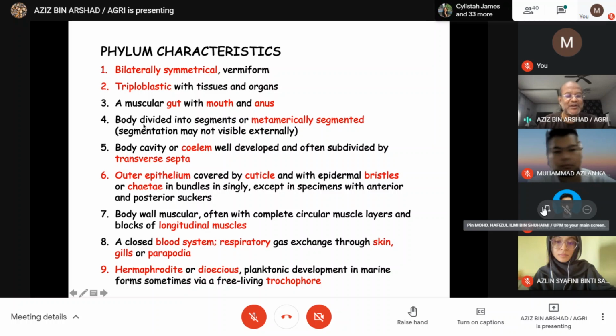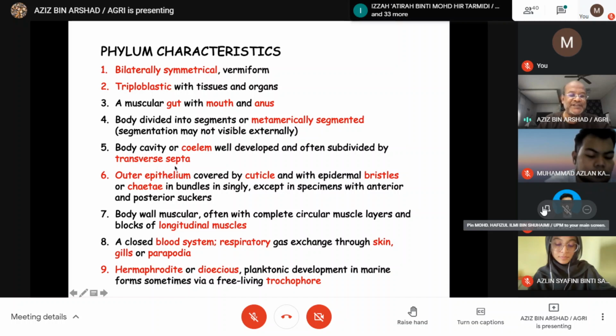One important thing about this phylum characteristic is the body is divided into segments, or they call it metamerically segmented. So the body is divided into numerous segments. And the coelom or body cavity is well developed in Annelida. You don't see that in platyhelminth. And the coelom is divided or subdivided by the septa. So each segment has its own wall. It's called septa.